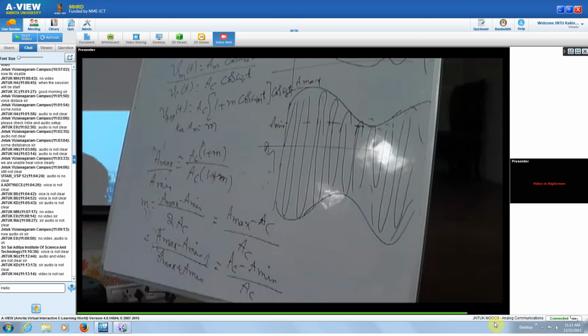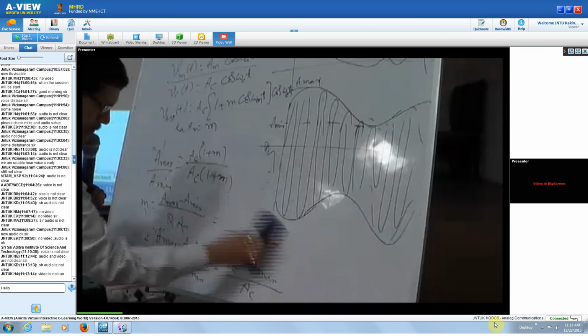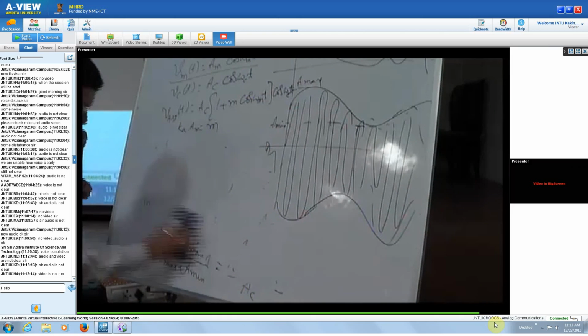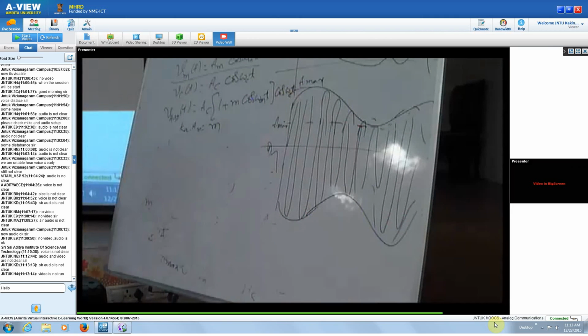Here, if m is greater than 1, then the waveform will be of a different nature, and we will see that when we discuss the maximum allowable modulation.